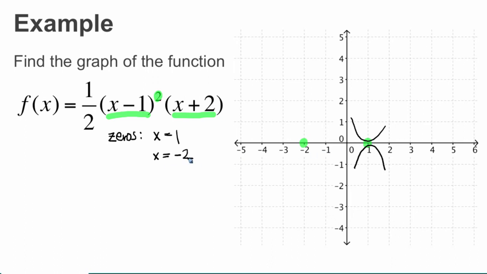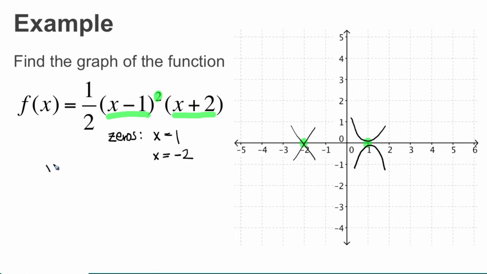At x equals minus 2, we know that the graph is going to cut through the x-axis at minus 2 because this has an odd degree. It's degree 1. So it's going to sort of cut through in a linear fashion, either like this or like this. So one of those behaviors is going to happen. So that's step 2. And finally, let's look at the leading coefficient and use that to determine our y-intercept.